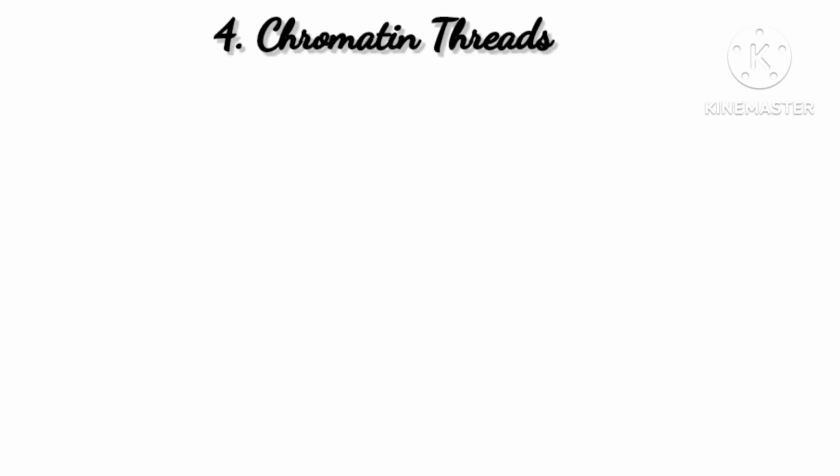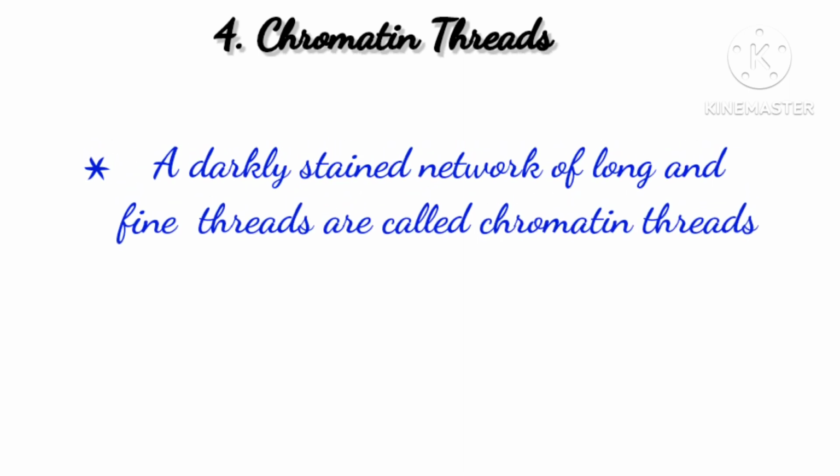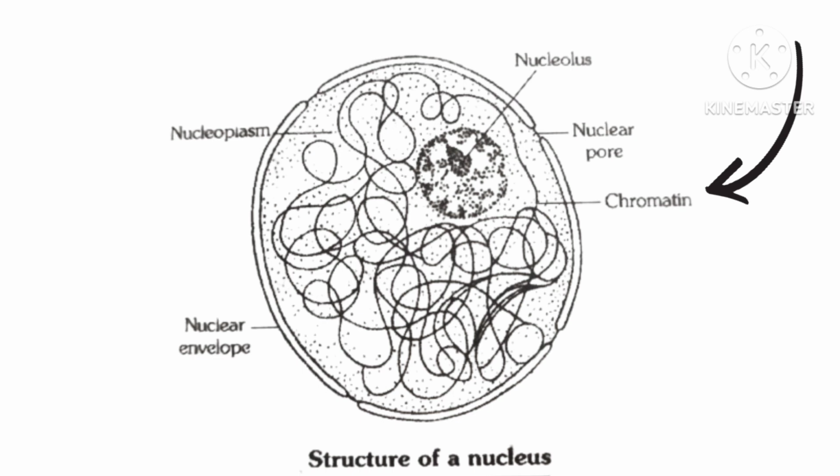So, the last one, the fourth one, is chromatin threads. A darkly stained network of long and fine threads is called chromatin threads. Here in the image you can observe the chromatin threads, nucleolus, nuclear pore and nucleoplasm. So here if you see in the image, these are known as chromatin threads.